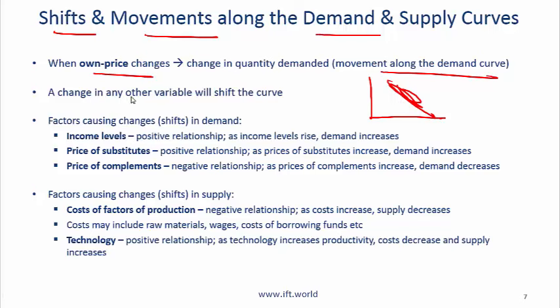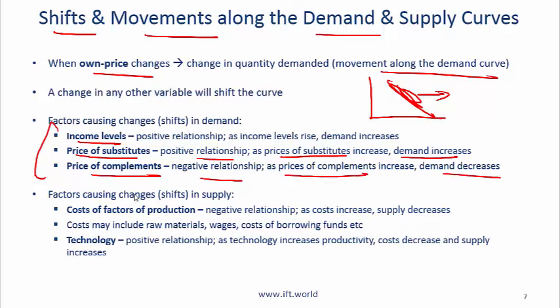If any other variable changes, income goes up, or the price of the substitute changes, or the price of the complement changes, then the demand curve will shift. And you need to understand how the shift happens. Obviously, if the income goes up, then the demand curve will shift to the right. With price of substitutes, there is a positive relationship. As the price of substitute increases, the demand increases. With complements, there is a negative relationship. As the price of complements increase, demand decreases.